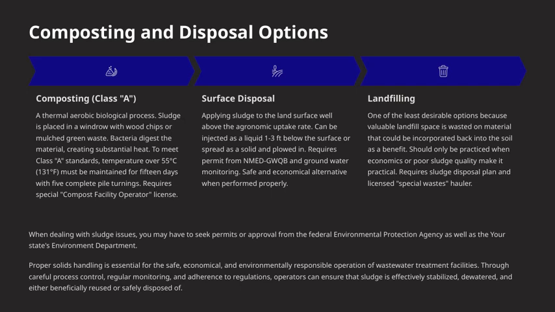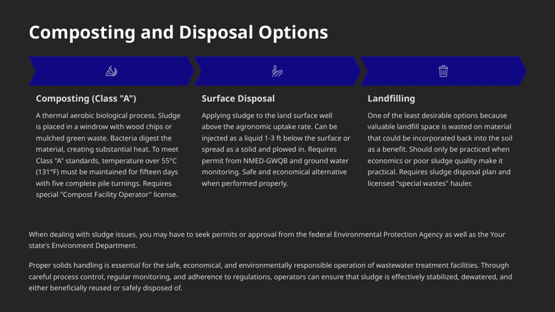Let's talk about composting and disposal options for sludge. Starting with composting, specifically Class A composting, it's a thermal aerobic biological process. Essentially, sludge is placed in windrows along with wood chips or mulched green waste. Bacteria then break down the material, generating significant heat in the process. To meet Class A standards, we need to maintain temperatures above 55 degrees C or 131 degrees F for at least 15 days, turning the piles 5 times during that period. Keep in mind, operating a compost facility like this requires a special compost facility operator license.